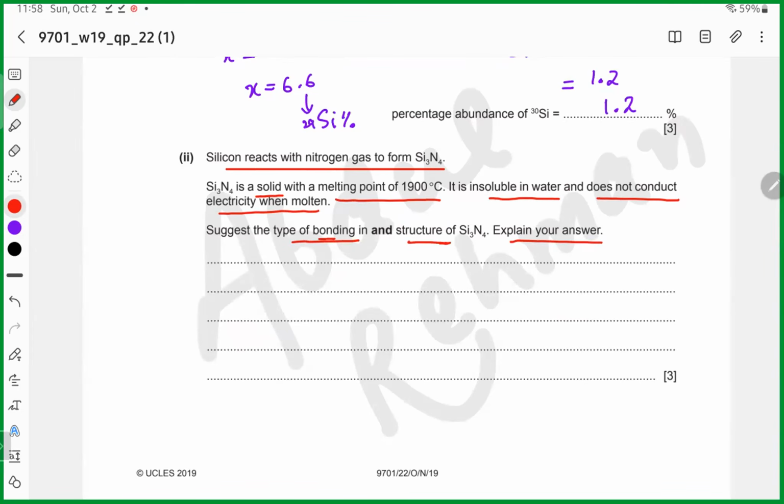So if it is not conducting electricity, not ionic, and there are two elements in there, then it must have a covalent bond. But a high melting point suggests that its structure is giant molecular, not simple molecular. Is this understandable to everyone?